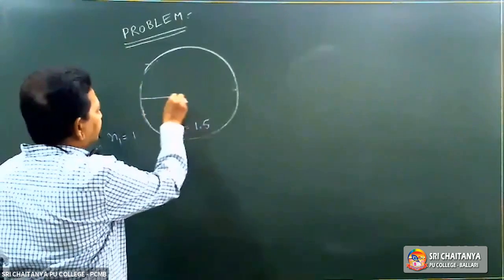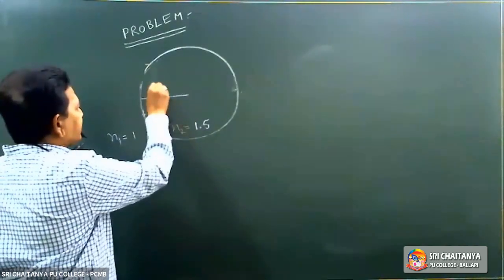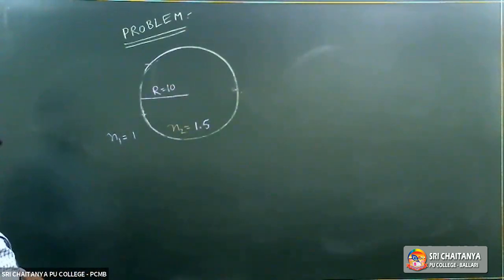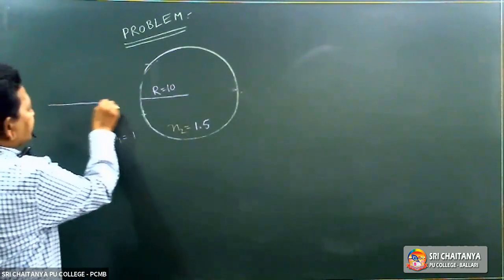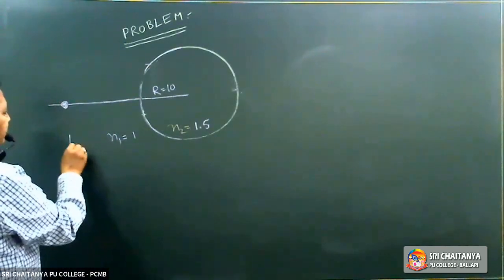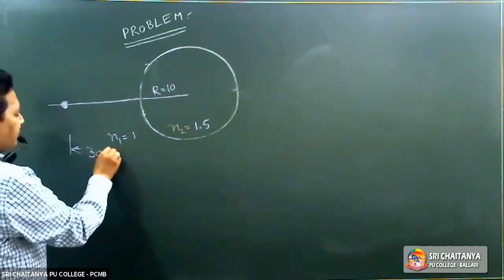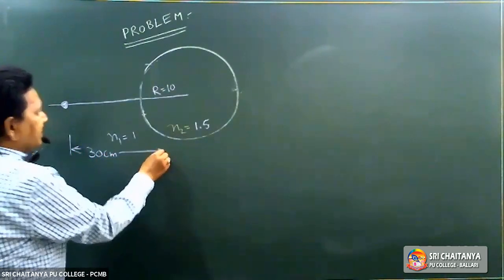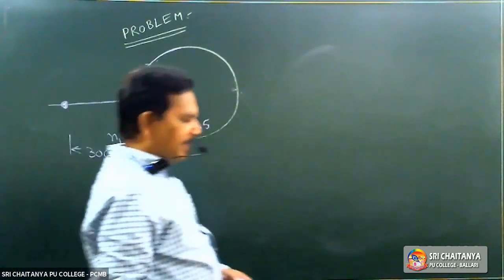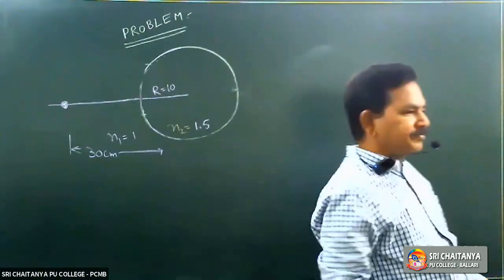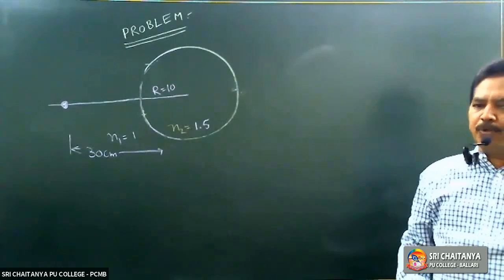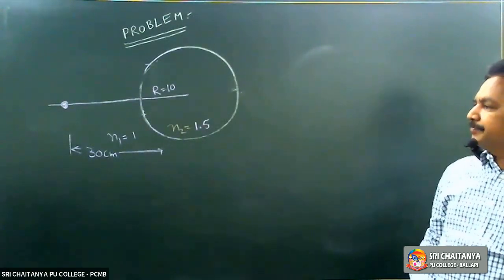Radius of the sphere is 10 centimeters. R is equal to 10 centimeters. An object is kept at a distance of 30 centimeters from the first surface. The refraction takes place. You have to calculate the final image formed due to the entire sphere.